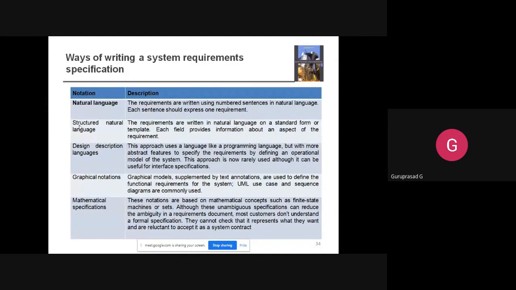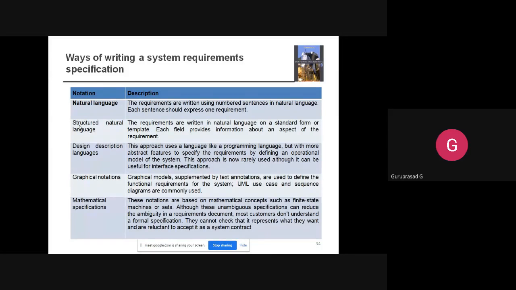Now, the fourth one, graphical notations. So we are going to make use of graphical models to express the requirements. UML, Unified Modeling Language, use case diagrams, sequence diagrams, etc. We will be studying that in module number 2. So graphical notations and mathematical specifications, such as a finite state machine or a set. But generally the problem is that the customers will not understand a formal specification, because an ordinary customer will find this type of notation difficult.